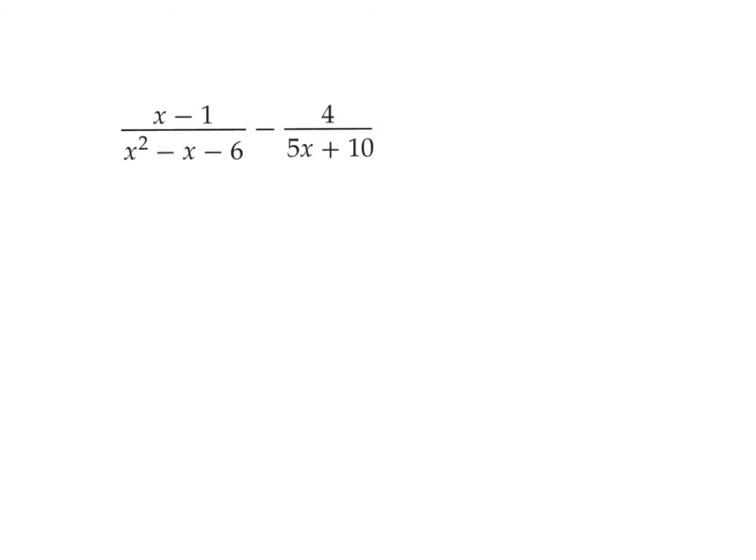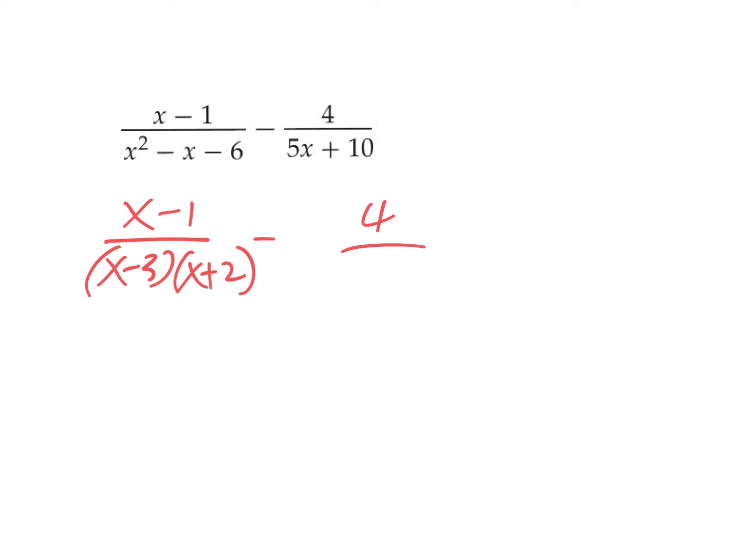Okay? Now, as I mentioned earlier, and as we did in multiplying and dividing, the first thing I need to do with the denominators is what? Not yet. Factor. I got to factor first. Factor first. So go ahead and factor those denominators. All right, so this first one, I'm going to leave the x minus 1 alone. It's fine. How do I factor the bottom here? X minus 3, x plus 2. How do I factor the second one? 5 times the quantity, x plus 2.